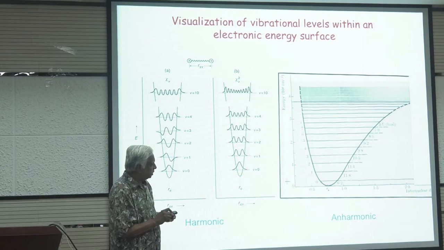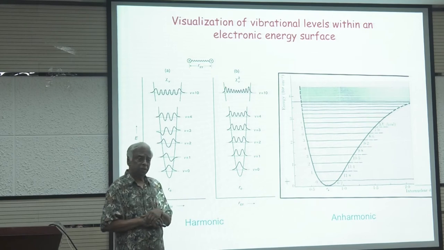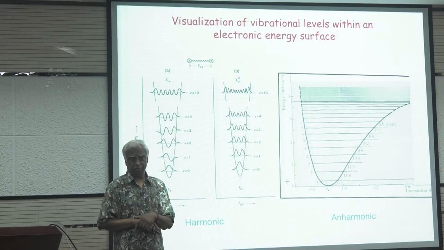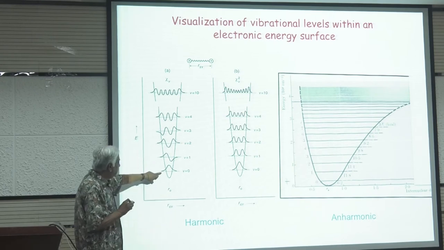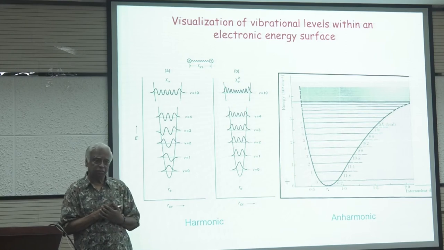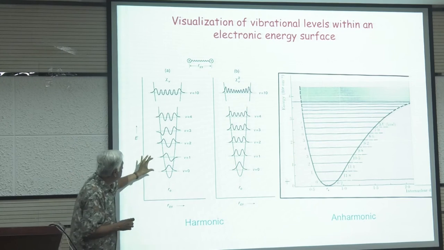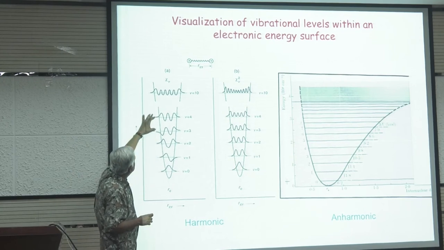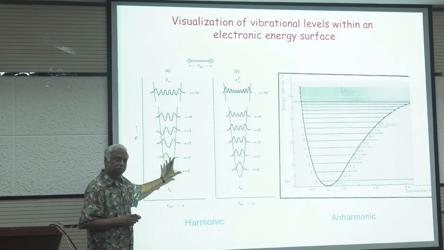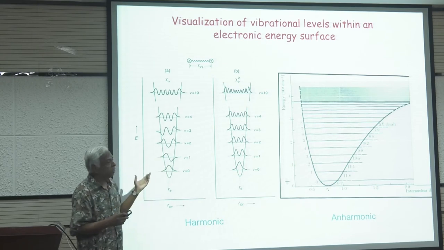So here, the vibrational levels: first one, second one, third one, fourth one, fifth one. Tell me whether the distance between each one of them is exactly the same or different. For example, you take this. Tell me the distance between here, here, here, here, are they same or different in this one? Different. This one, this distance, are they the same? Same. This is what is called a harmonic oscillator.